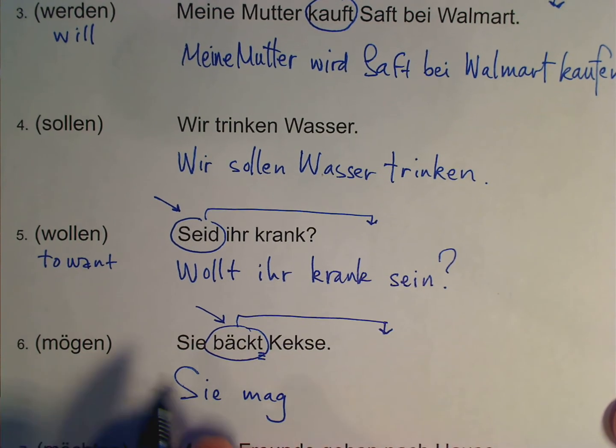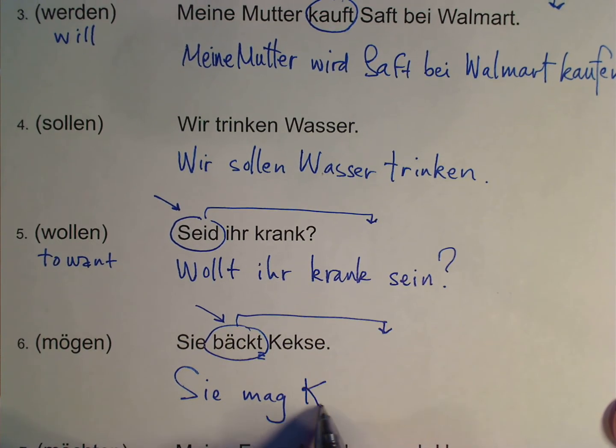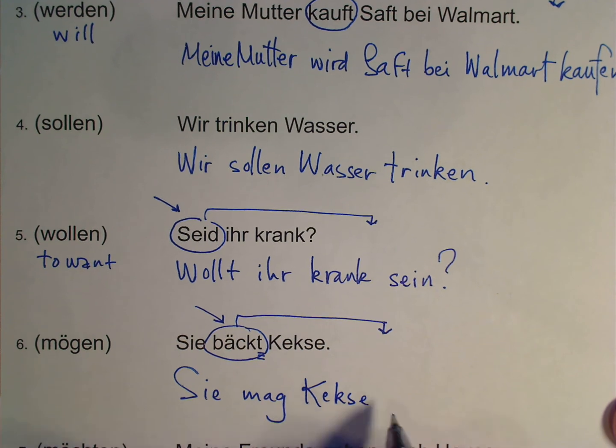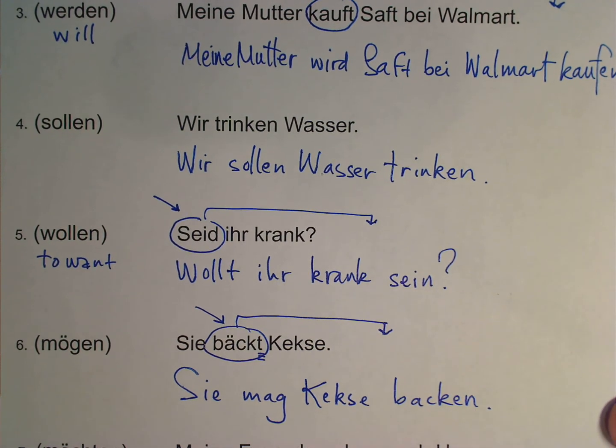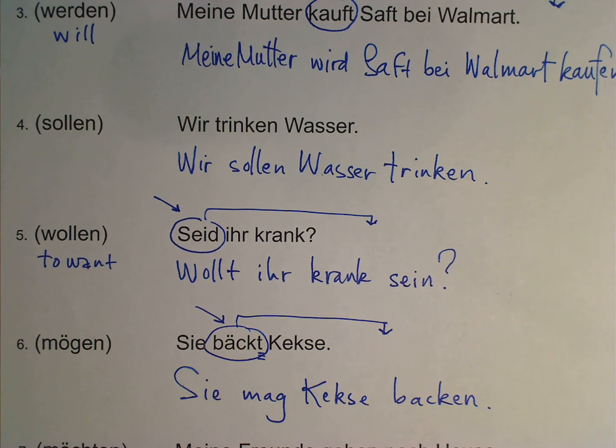Sie mag Kekse backen. Notice that backen has no umlaut. It only had an umlaut over here because this is an irregular pot verb. Sie mag Kekse backen. She likes baking cookies, or she likes to bake cookies.